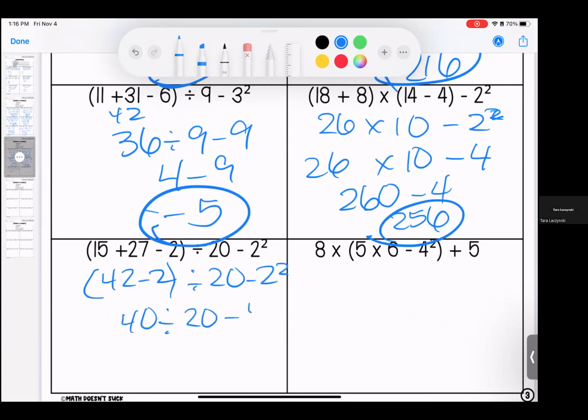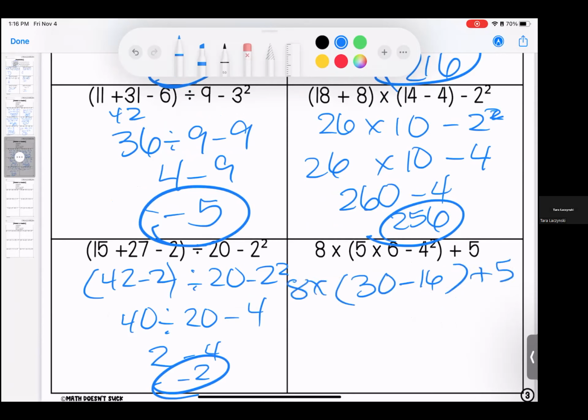Divided by 20 minus 4. 40 divided by 20 is 2 minus 4 is -2. Over here we have 5 times 6. 5 times 6 is 30. Minus 4 squared is 16. Bring everything with you. 30 minus 16 is 14.